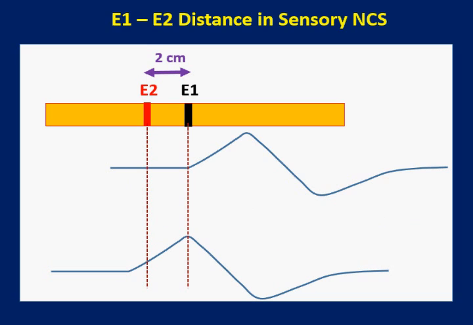If the distance is reduced, the potential reaches the E2 electrode earlier. When the E1 electrode is recording the maximum voltage, E2 is also recording a non-zero voltage. The differential amplifier will subtract these voltages and give a smaller response.